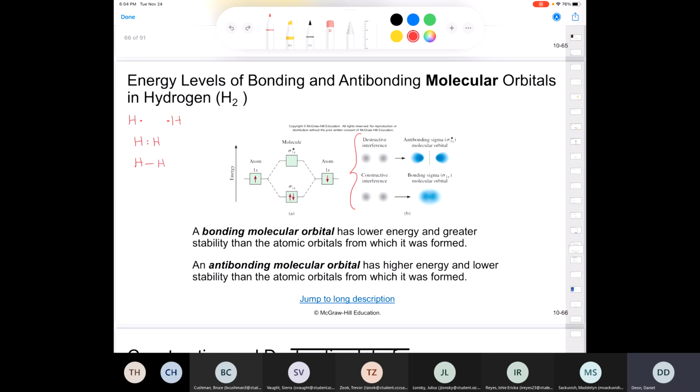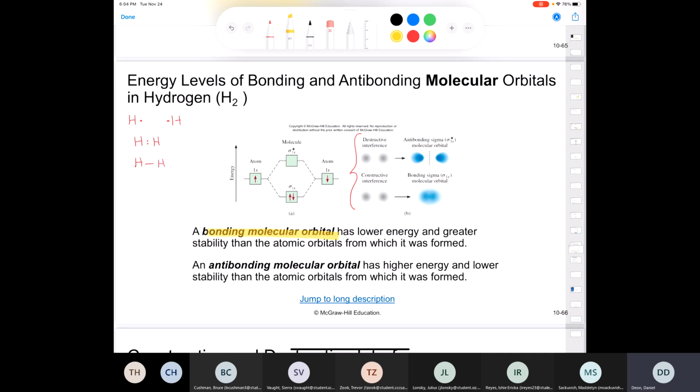Okay, so we call that a bonding molecular orbital. And a bonding molecular orbital is going to be lower in energy and greater in stability than the atomic orbitals from which it was formed. So that explains why the two hydrogen atoms bond together, because they form something that's more stable when they get into that bonding molecular orbital.